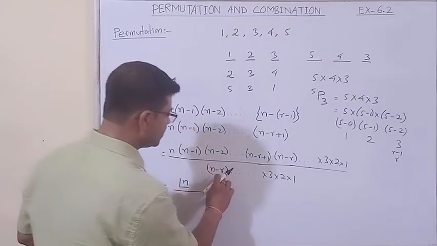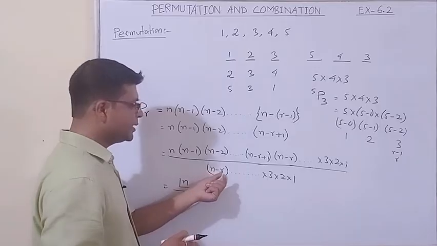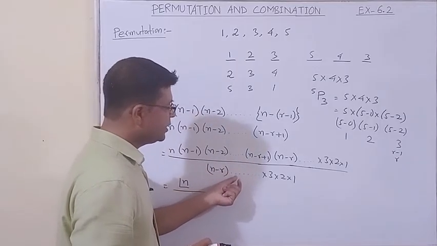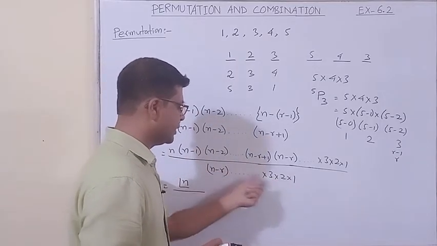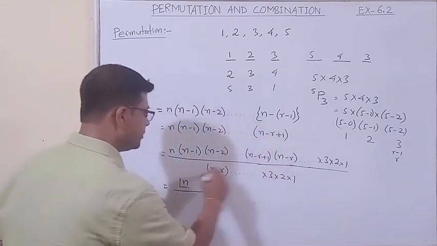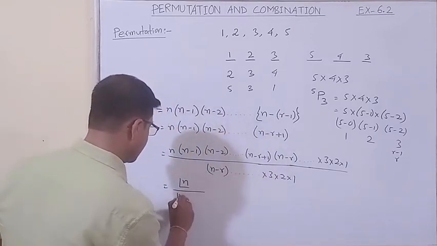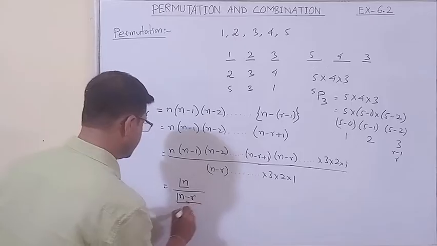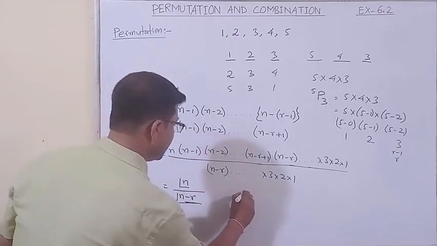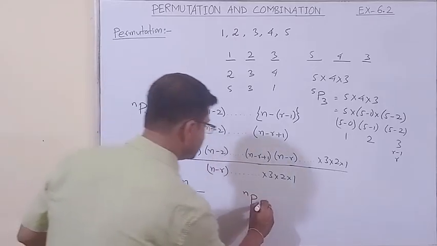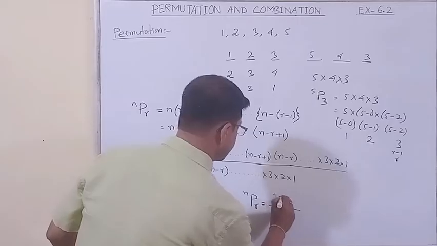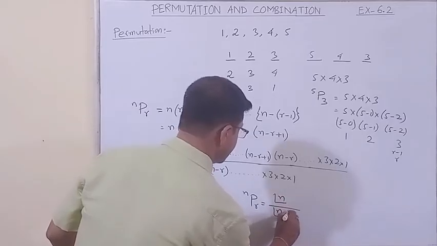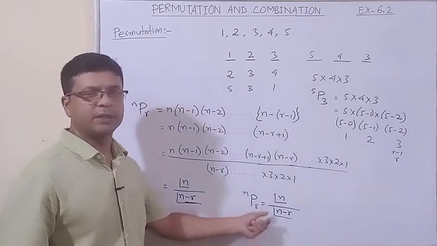And from n minus r, it is continuously multiplied down to 1 in decreasing order. So what is the product of it? Factorial n minus r. So by this, what did we understand? nPr means factorial n divided by factorial n minus r. Please try to understand it.